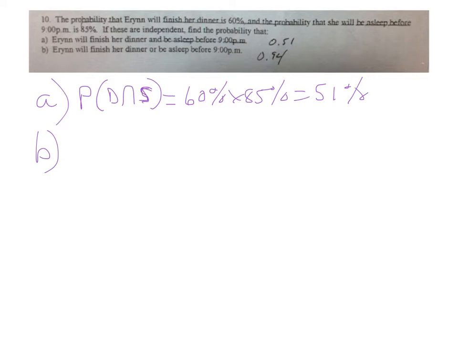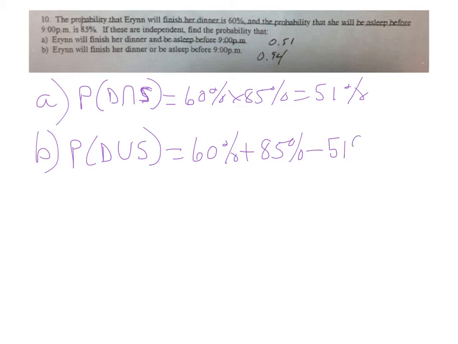Now for the second one, the probability that she will finish her dinner or be asleep. Because it's possible for both things to happen, these events are not mutually exclusive. So what we have to do is say, okay, the probability of finishing dinner is 60%, plus, because it's an or, the probability of falling asleep is 85%, minus the probability of both of these things happening, which we just worked out above in part A, to be 51%.